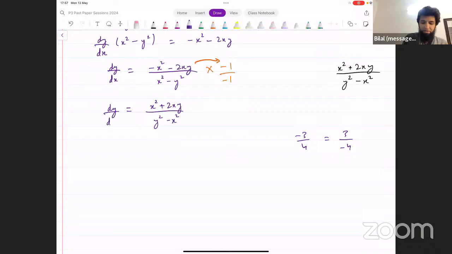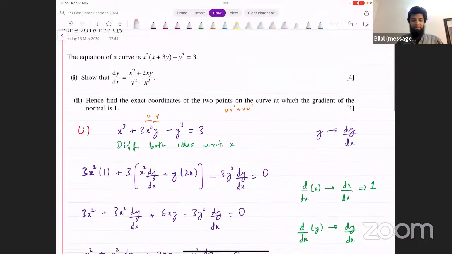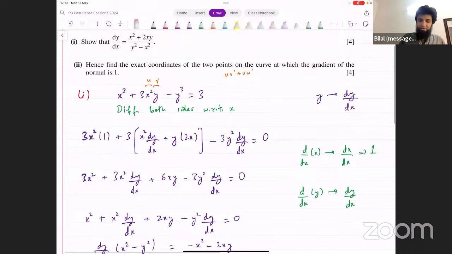Now, once you have the derivative, once you have dy over dx, what did they ask you to do in the second part? Now they're saying, hence find the exact coordinates of the 2 points on the curve at which the gradient of the normal is 1. Now this is a standard type of problem that they ask after implicit differentiation. And in the second part, they would ask you to do something using that derivative. Now in this case, they say, find the coordinates of the 2 points at which the gradient of the normal is 1. Gradient of normal is supposed to be 1.